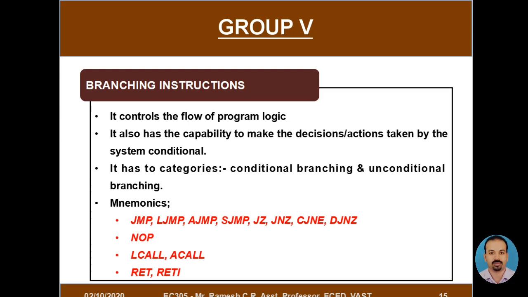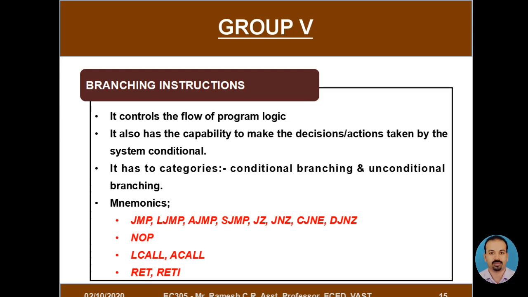Okay, so based upon the condition, only if the value of the register is 0, then the jumping is executed. JNZ means only if the register is not 0, has a non-zero value, then only the jumping operation is executed. So the four mnemonics JZ, JNZ, CJNE, that is compare and jump if not equal, and DJNZ, that is decrement and jump if non-zero.